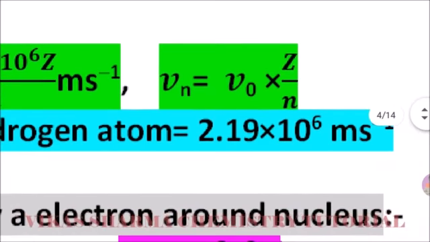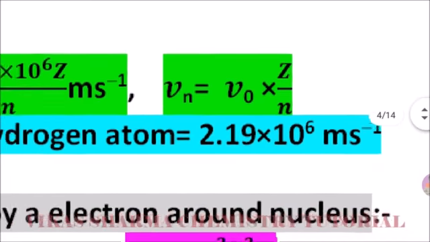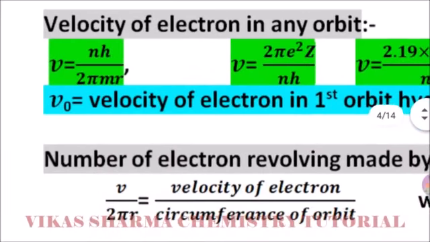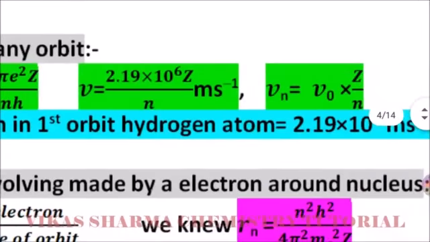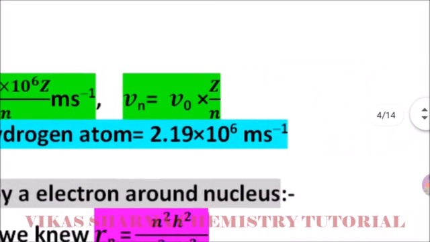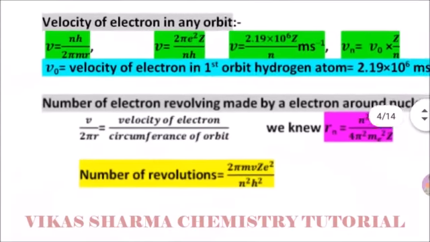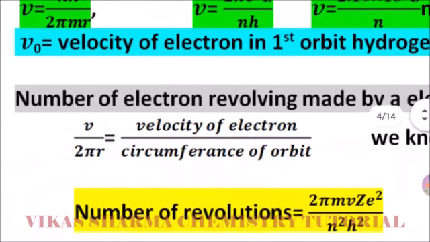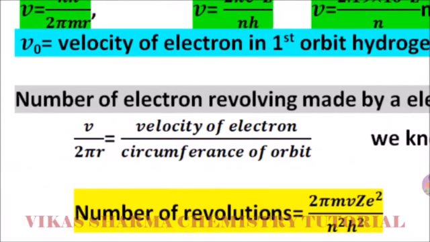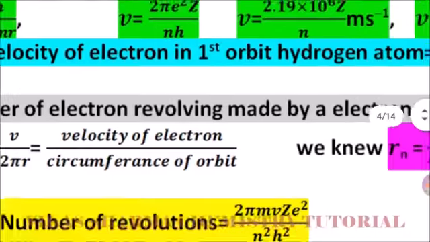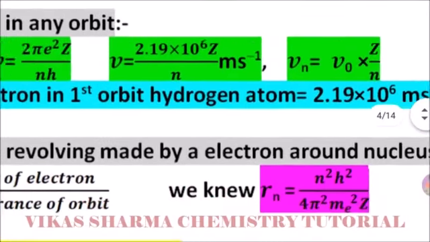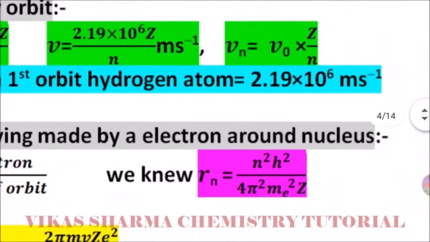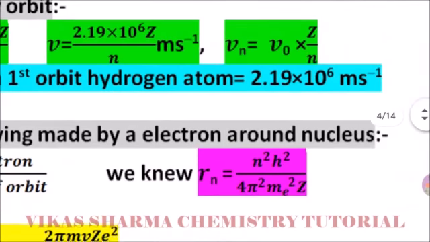So vn is equal to v0 multiplied by Z divided by n. The velocity of the electron in the first orbit of the hydrogen atom is 2.19 × 10⁶ meter per second. The number of revolutions made by the electron around the nucleus is equal to the velocity of the electron divided by the circumference of the orbit. So after taking the value of velocity in the above formula, rn is equal to n² h² divided by 4π² m e² Z.